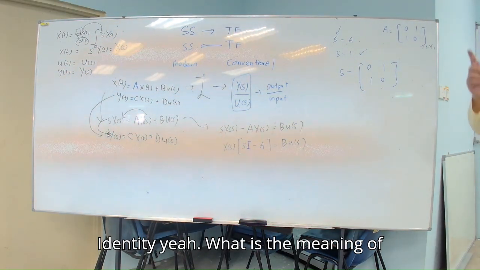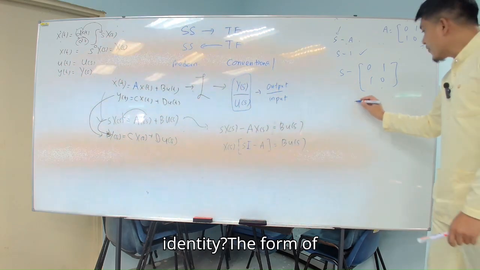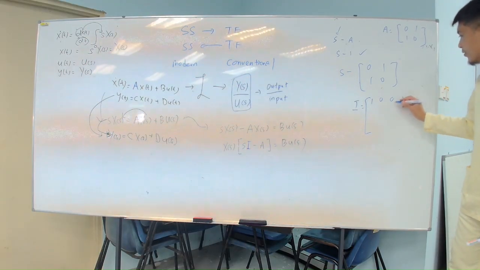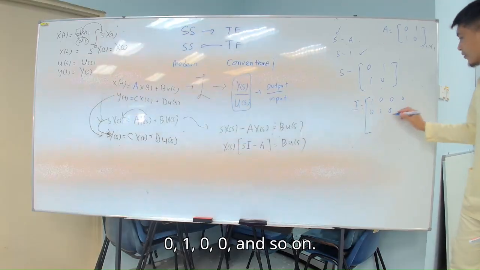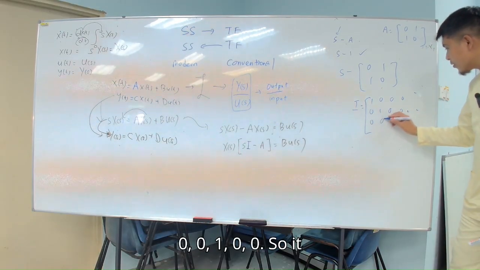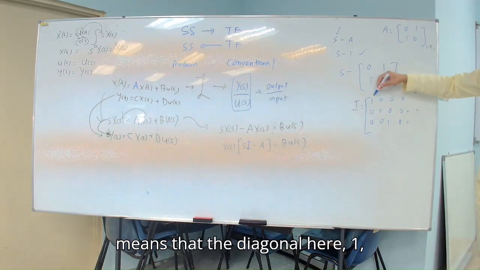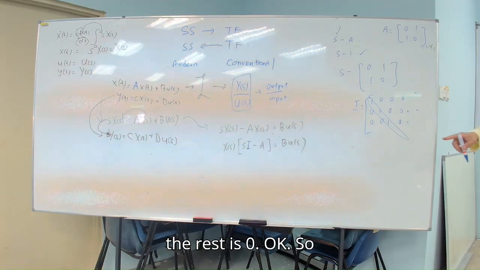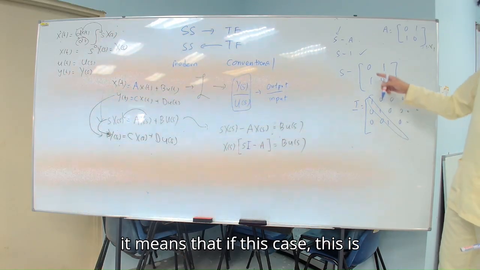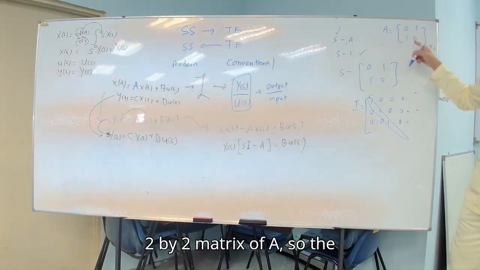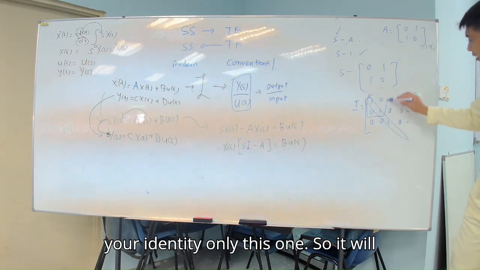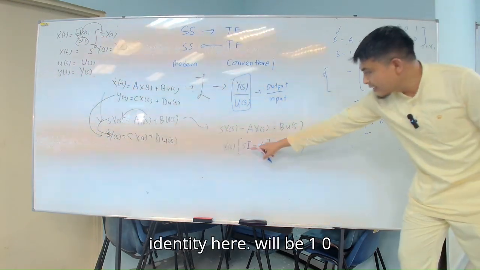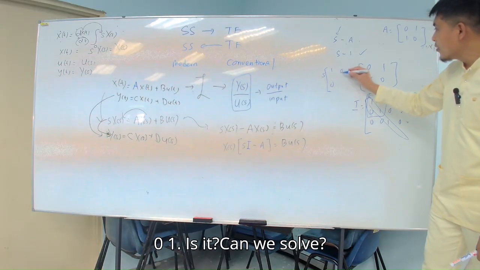Identity, yeah? What is the meaning of identity? The form of identity is 1, 0, 0, 0, 0, 1, 0, 0, and so on. 0, 0, 1, 0, 0. So it means that the diagonal here is 1. The rest is 0. Okay. So if this is a 2 by 2 matrix A, then your identity is only this one. So it will be S times identity, which is 1, 0, 0, 1.